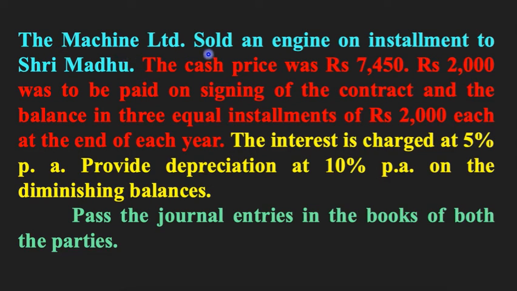The Machine Limited sold an engine on installment to Shri Mudhu. The cash price was rupees 7,450 and rupees 2,000 was to be paid on signing of the contract, and the balance in three equal installments of rupees 2,000 each, and each installment was paid at the end of the year. The interest is charged at 5% per annum, and we have a depreciation of 10% per annum on the diminishing balance method. Here 5% is the interest rate and 10% is the depreciation rate.